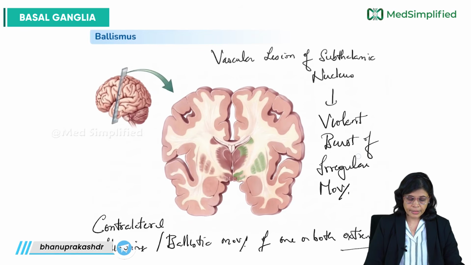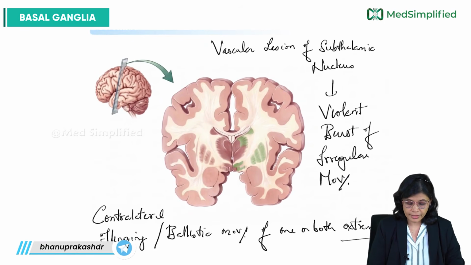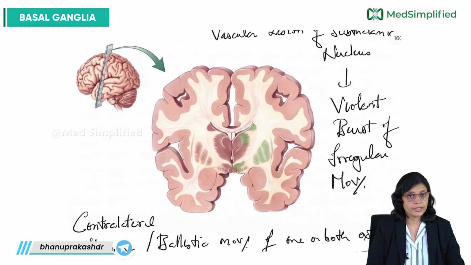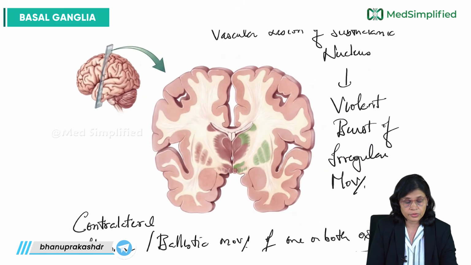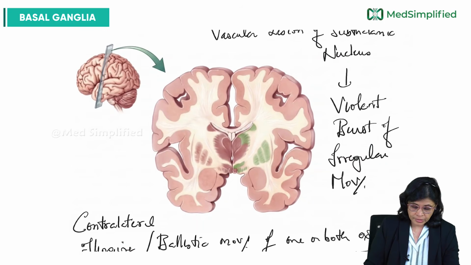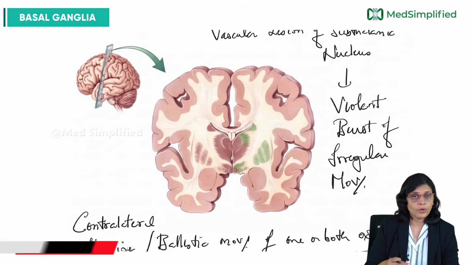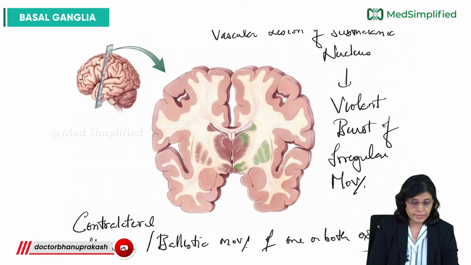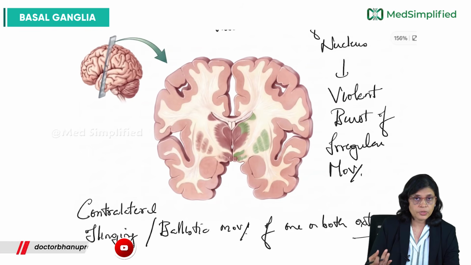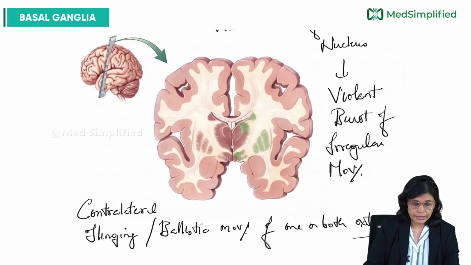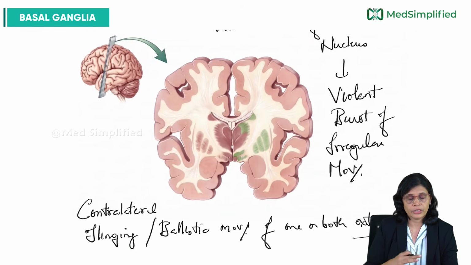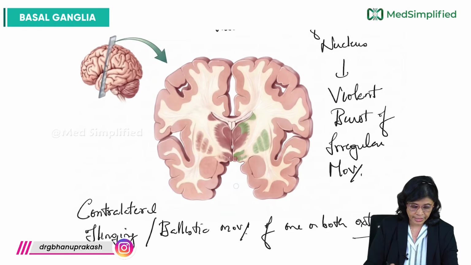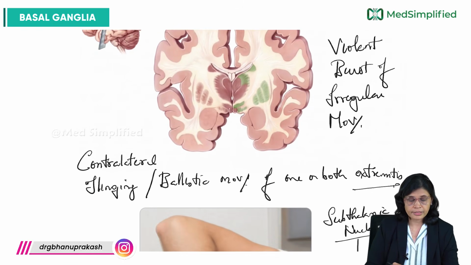So basically hemiballismus is due to vascular lesion of the subthalamic nucleus, where the voluntary smooth movements of different parts of the body are integrated. It is characterized by violent bursts of irregular movements involving the trunk, the pelvic girdle and pectoral girdle, and the extremities. It involves the proximal musculature of the opposite extremity and limb. Suddenly their movements are all out of control in different directions. So we call it contralateral flinging, ballistic movements of one or both extremities.